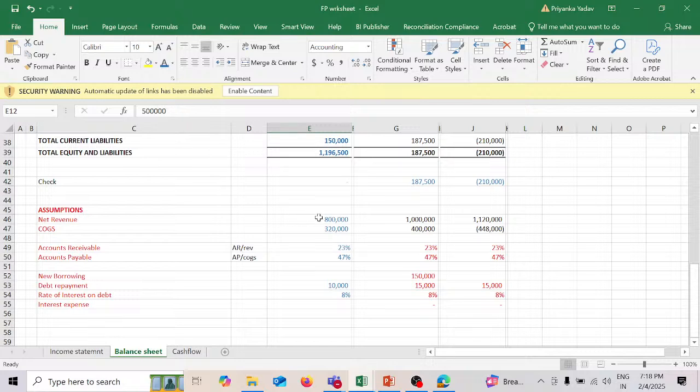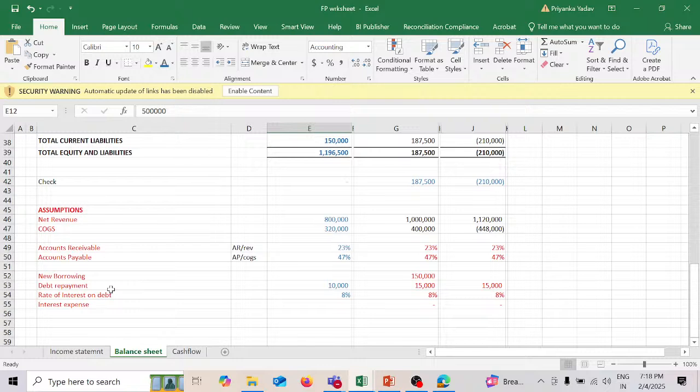So net revenue for 2024 we have the actual figures, taking out the percentage of accounts receivable. The percentage formula is accounts receivable divided by the revenue of that particular year. Similarly, for accounts payable, the formula would be accounts payable divided by the cost of goods sold. We have calculated the rate of accounts receivable and accounts payable.